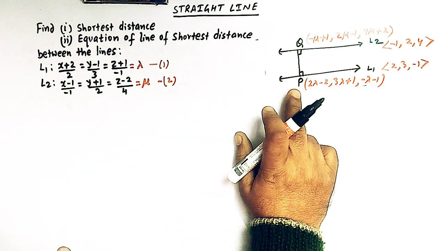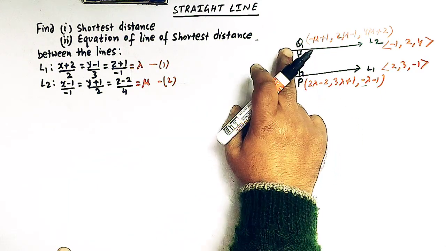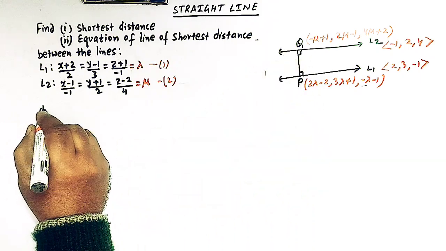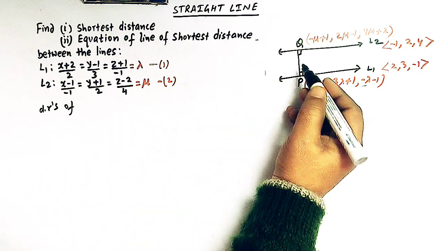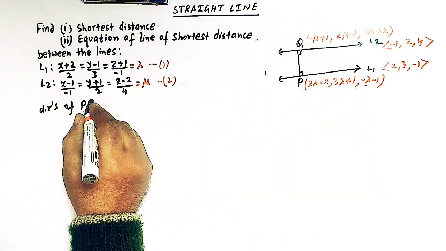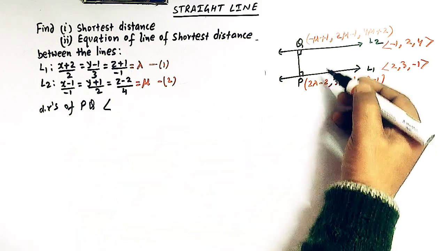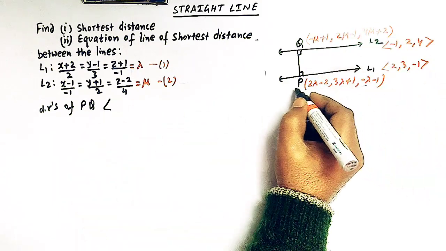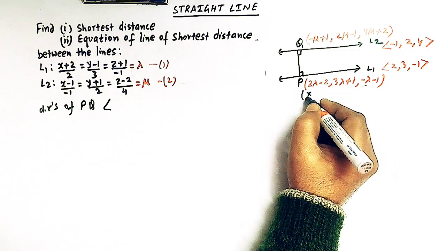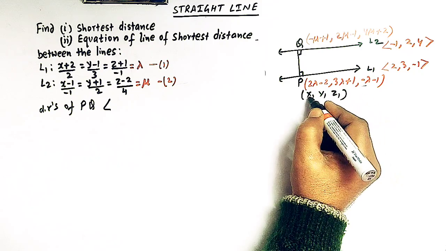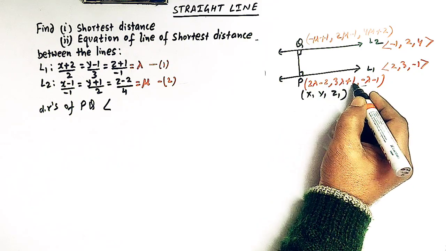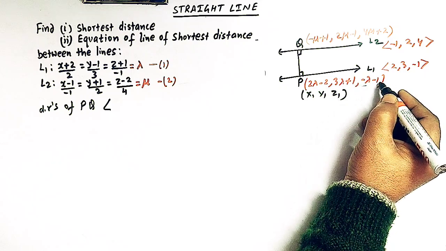So now the next step is to find out the direction ratios of PQ, right? So the direction ratios of this intercept, or the line of shortest distance, can be obtained by subtracting these two coordinates. Let us take the coordinates of the point P as x1, y1 and z1. So x1 is 2 lambda minus 2, y1 is 3 lambda plus 1, and z1 is minus lambda minus 1.